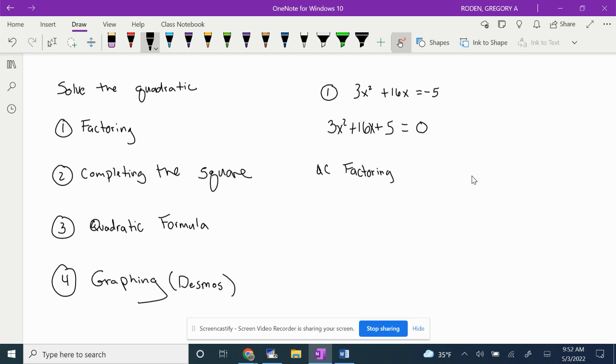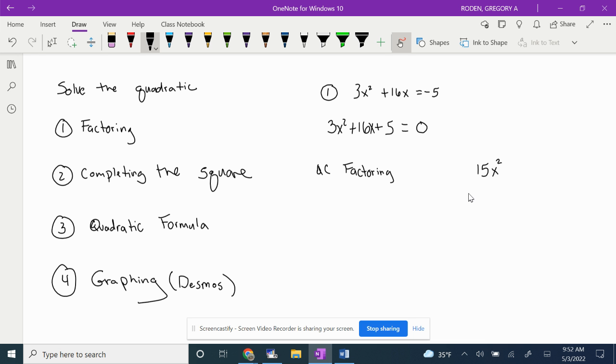So what is 3x squared times 5, class? 15x squared. So 15x squared is the product that I want to look at. Now, I need, ladies and gentlemen, for the sum of those to add up to 16. You guys understand that? So what are the factors of 15 that add up to 16x?